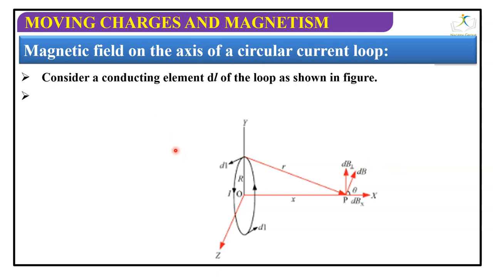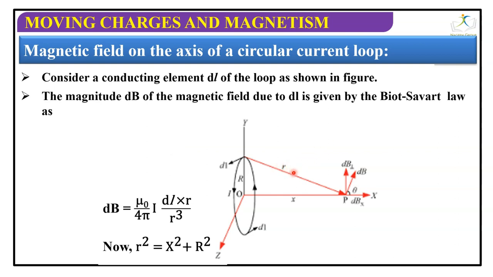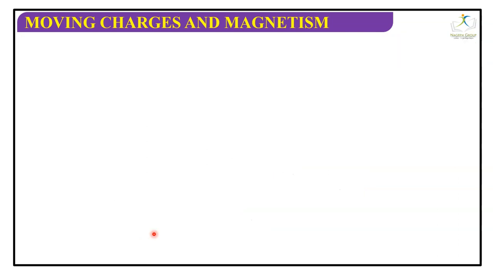We consider a conducting element dl of the loop as shown in the figure. The magnitude dB of the magnetic field due to dl is given by Biot-Savart law as dB is equal to mu naught I times dl cross r divided by 4 pi r cube. What do we understand from this? The value of r we can calculate from Pythagoras theorem, which is under root x square plus R square, so r square is equal to x square plus R square.